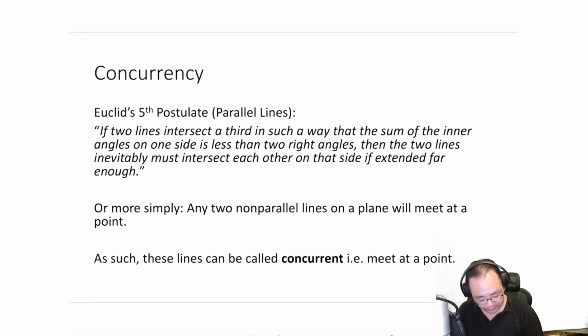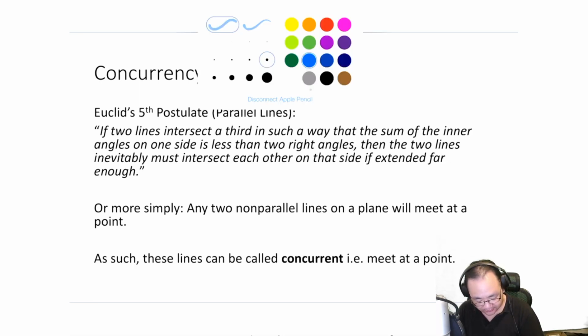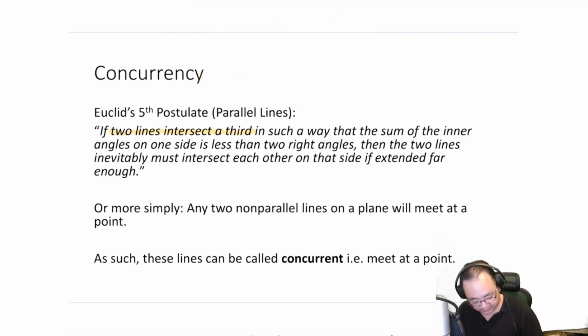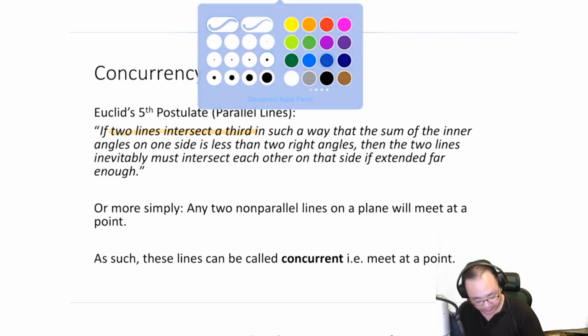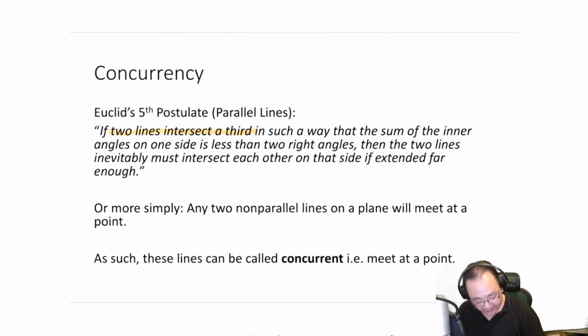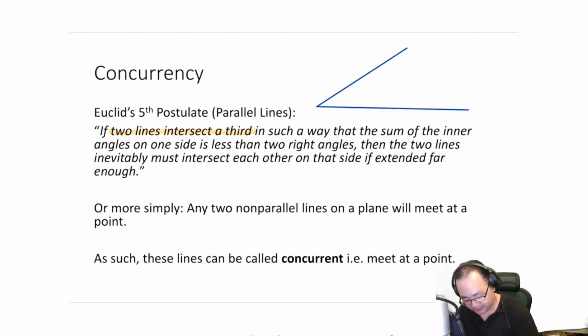So I want to draw two lines. If two lines intersect a third in such a way that the sum of the two inner angles on one side is less than two right angles, I need to draw two lines. Oh, sorry, not using the highlighter, using the pen. I'm going to draw two arbitrary lines, and then a third one.